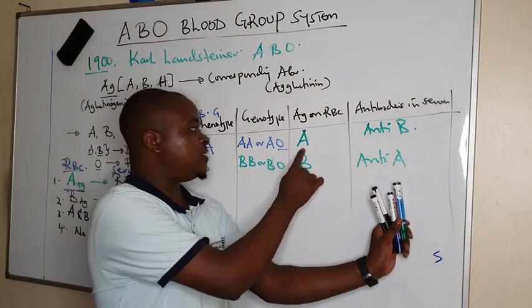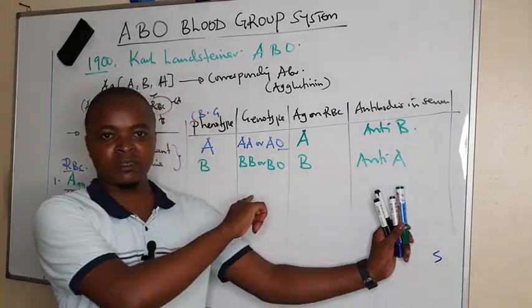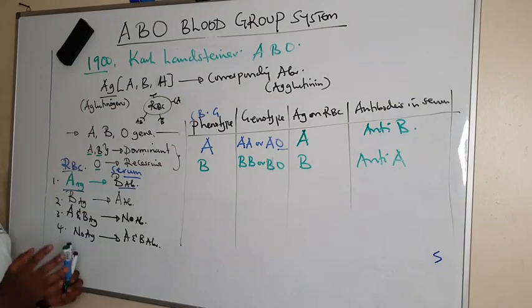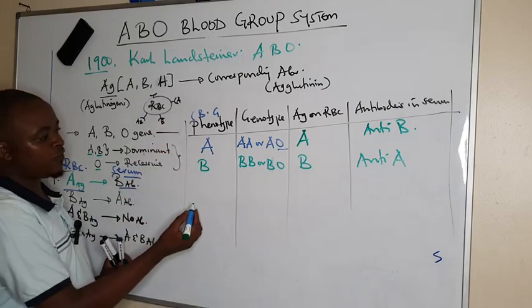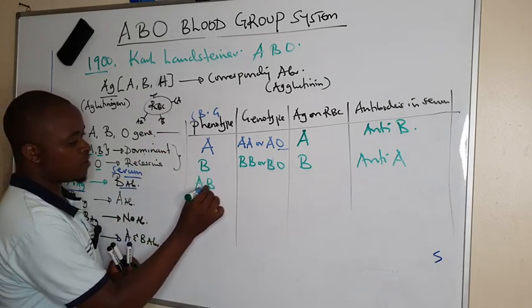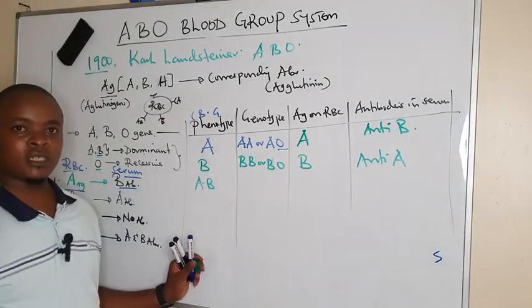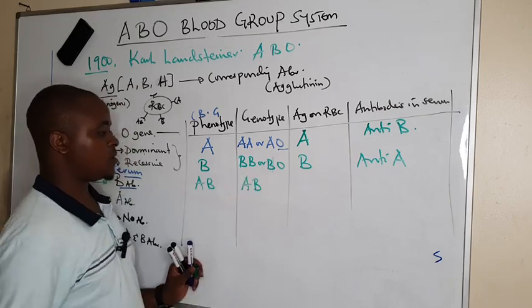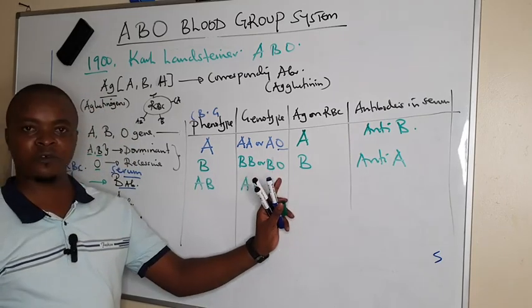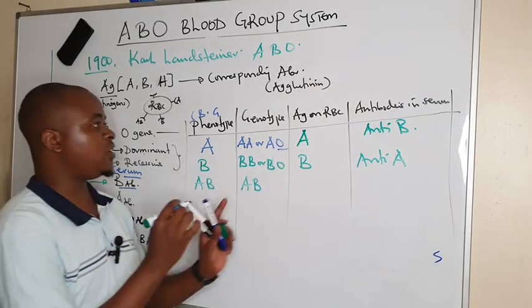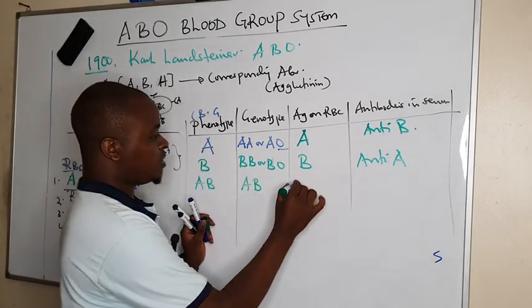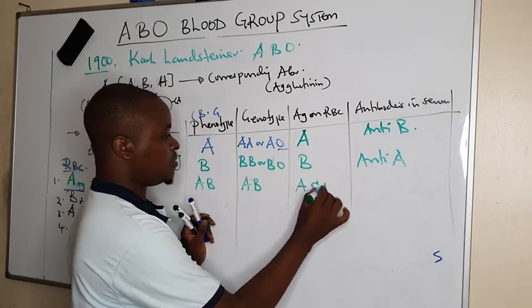So the antigens must not correspond with the antibodies for someone to survive or to be transfused. That is according to Landsteiner theory. Then we're going to see an individual with the blood group AB. This person genotypically inherits A and B. For them, they don't have O. Then the antigens on the red cells, they have both antigen A and B.